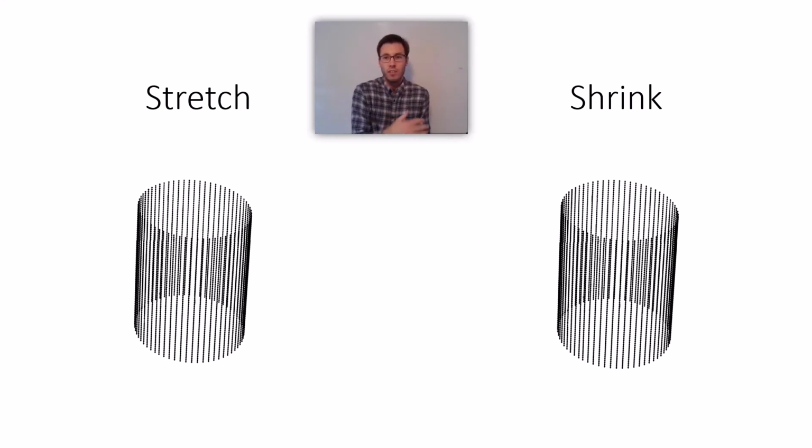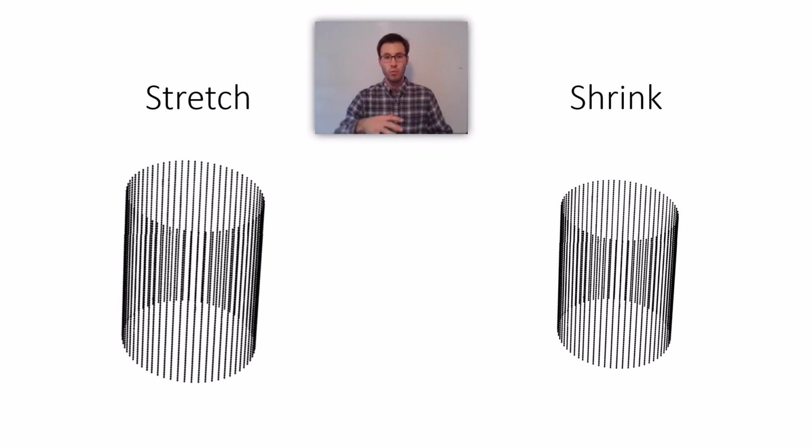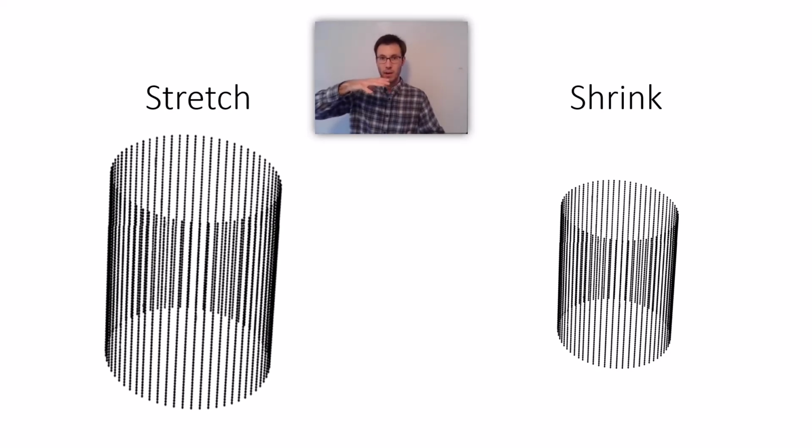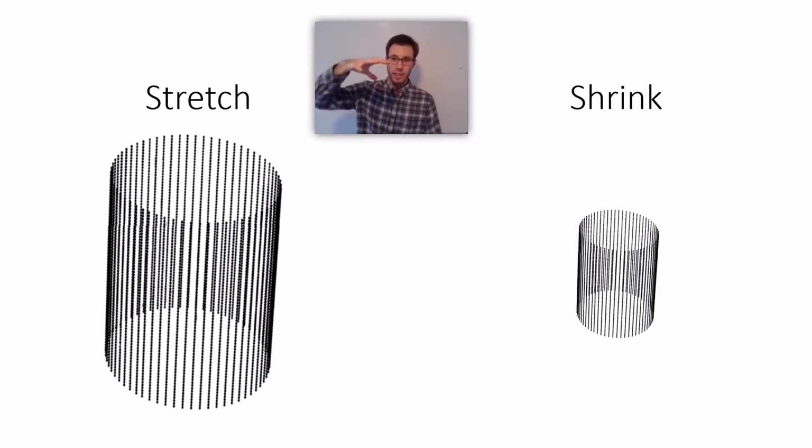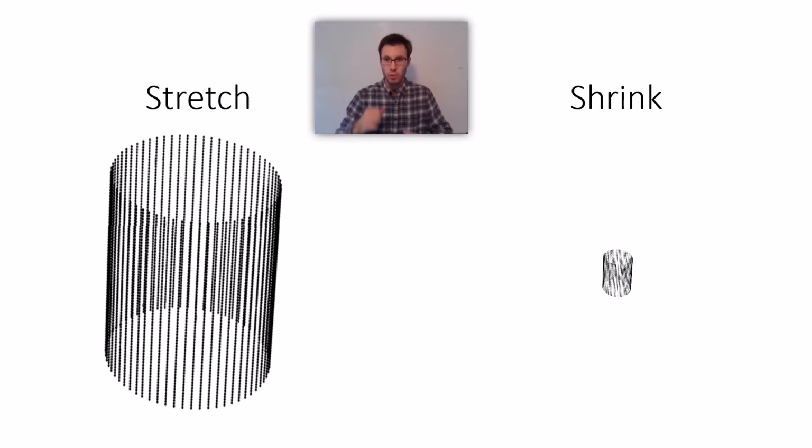Now, a similar transformation, all right, I'm going to take that back. A similar transformation is not just an isometry. We were talking about isometries before. A similar transformation also includes stretching, getting bigger, and shrinking, getting smaller. So a stretch would be where we take a figure and make it bigger. A shrink is where we take a figure and make it smaller. We reduce it.